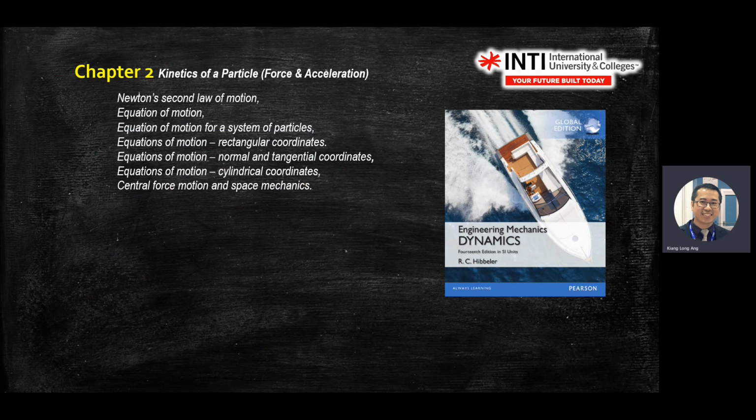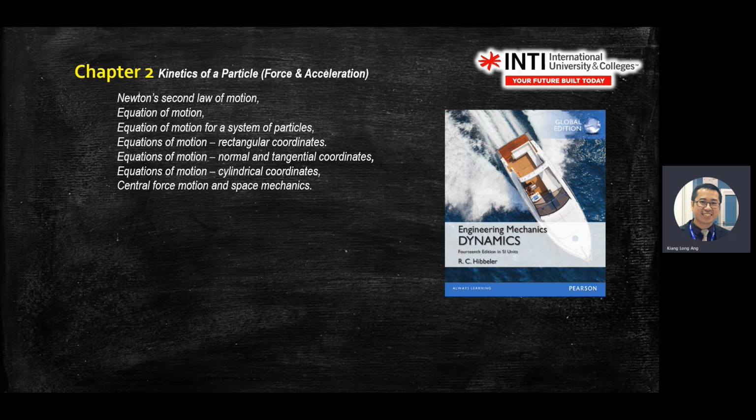Chapter 2 is a continuation of what you learned in your statics. And you will only use one equation where you're very familiar. It's called equation of motion. F equal to ma. You will repeat this equation many times for chapter 2. F equal to ma. We need the second Newton equation. You know Newton has first law, second law, third law. We are looking at second law.